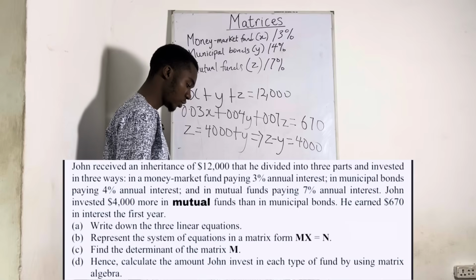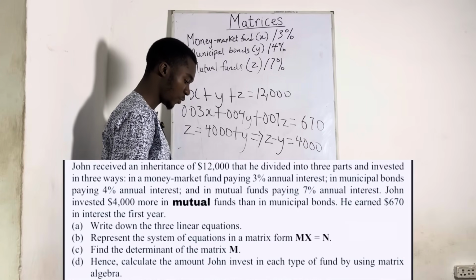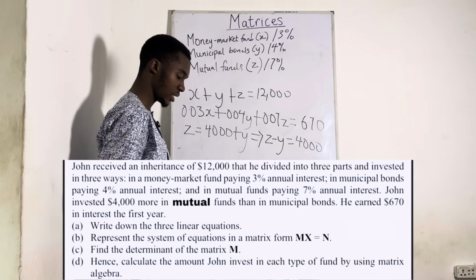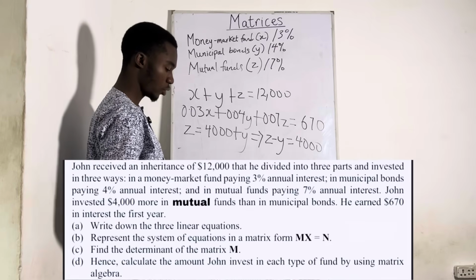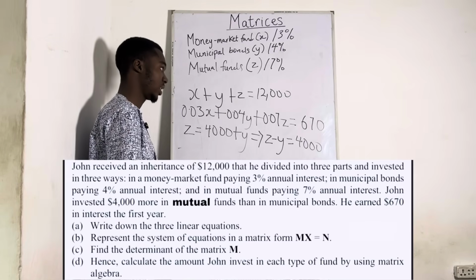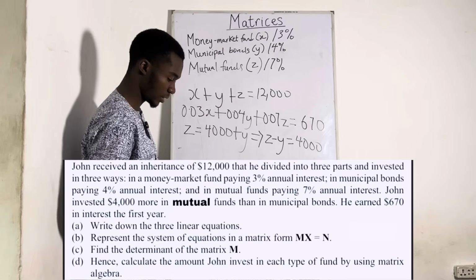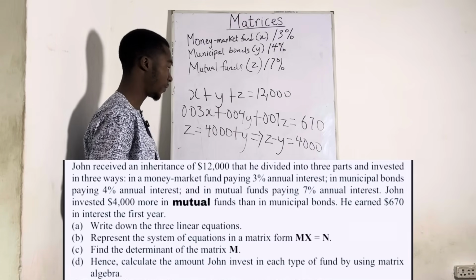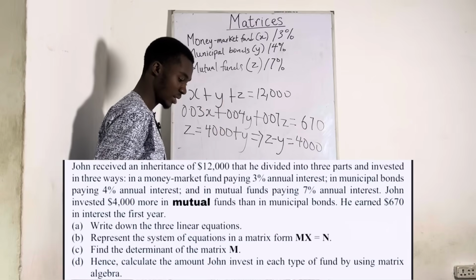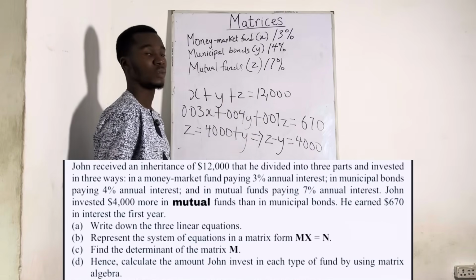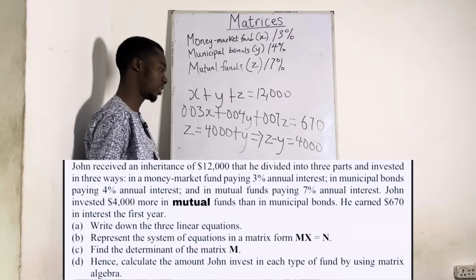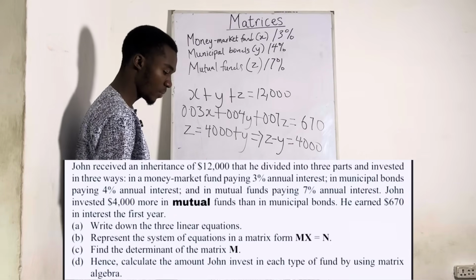All right, so let's move on to the B. The B says to represent the system of equations in matrix form MX = N. So M is the matrix, the 3 by 3 matrix you are going to get. Then X is the variables, X, Y, Z. Then N is whatever is after the equal sign, so the numbers after the equal sign. Don't worry, I'm going to break it down so that you understand what I'm saying. So now MX is equal to N.